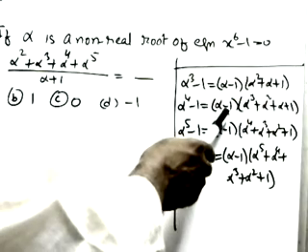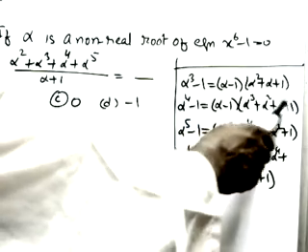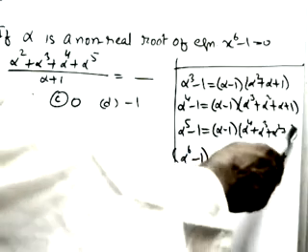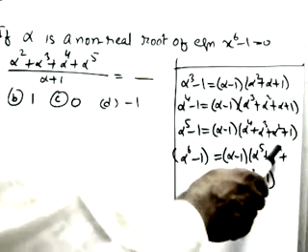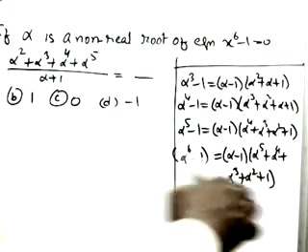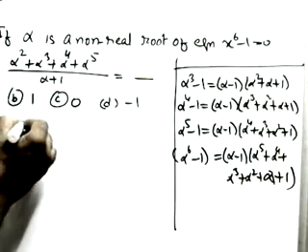The same way, whenever we have to write alpha power 4 minus 1, we can write alpha minus 1 into a degree reduced by 1: alpha cube, alpha square, alpha, constant. For x power 6 minus 1, we can write x minus 1 into x power 5, x power 4, x power 3, x power 2, x plus 1.